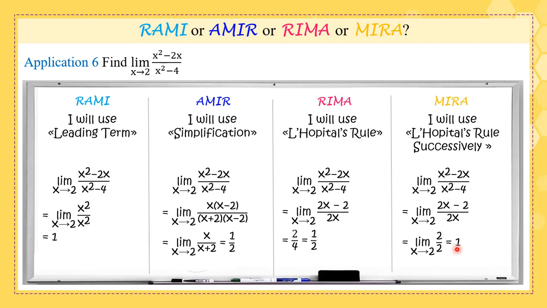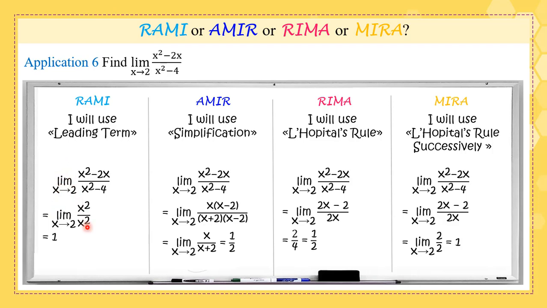Now the question is, what do you think about the 4 methods? We have to ask ourselves the question, when do we use the leading term method? In fact, we use the leading term when x tends to infinity. So x in this case tends to 2, so we cannot use the leading term method. So this method is not correct.